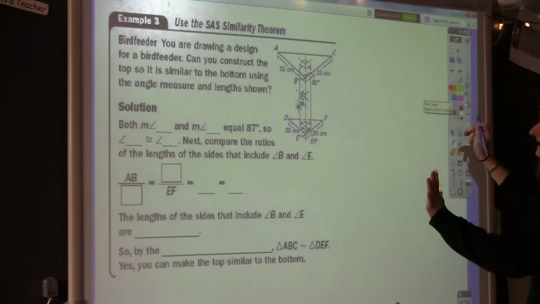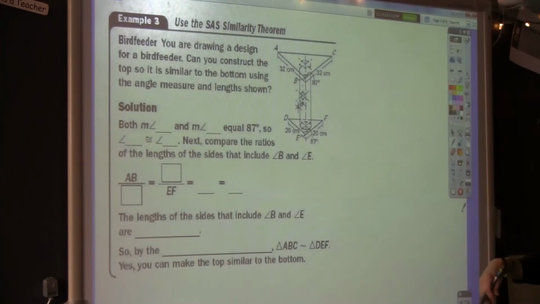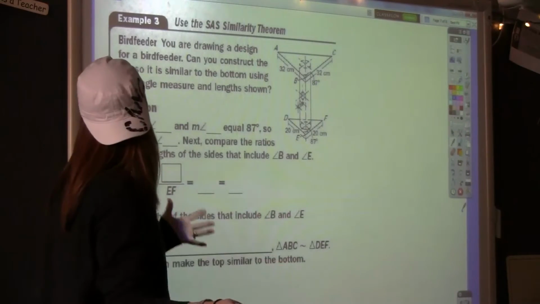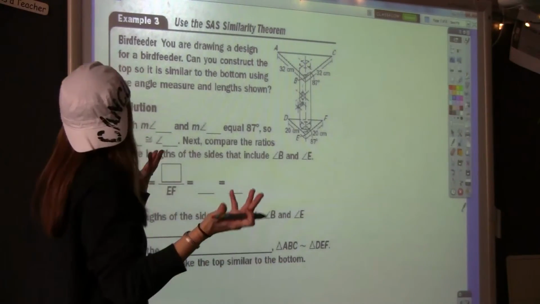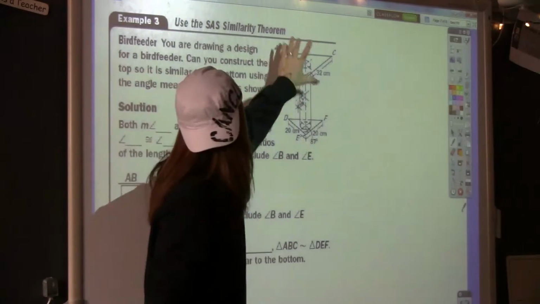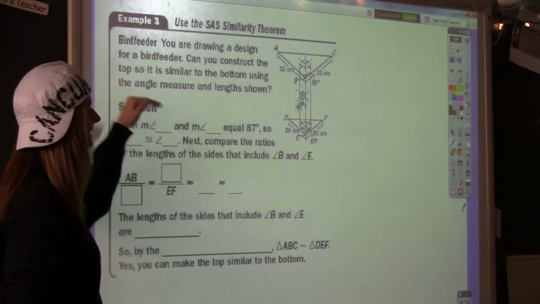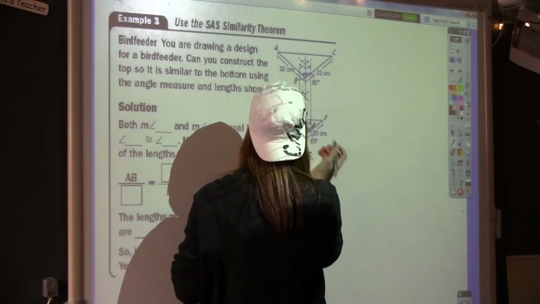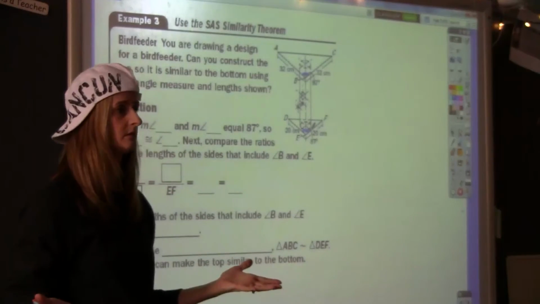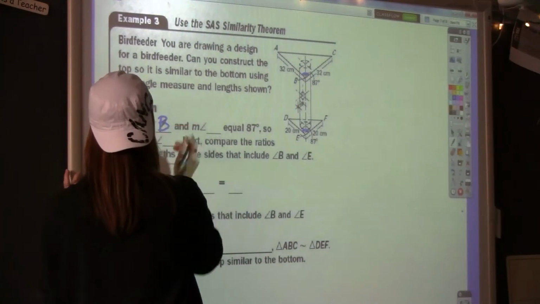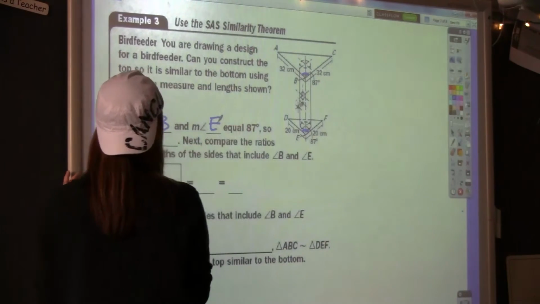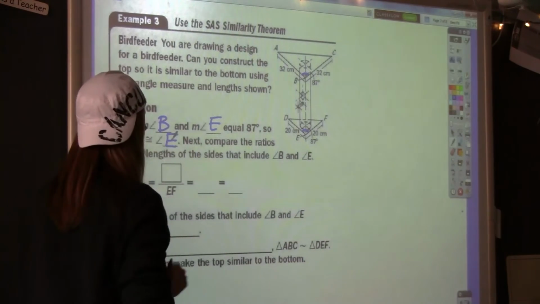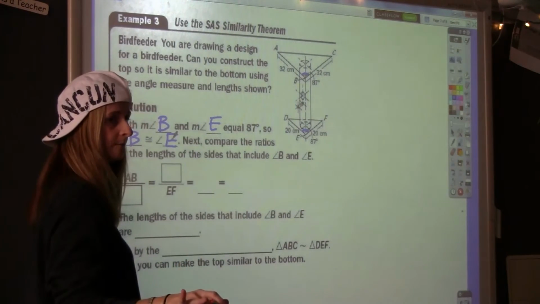This looks really complicated. It's actually not. It's not my favorite example of side angle side, but you know. You're drawing a design for a bird feeder. Can you construct the top so it is similar to the bottom using the angle measure and the length shown? Well, the first thing we are going to notice is that angle B and angle E are both 87 degrees. The measure of angle B and the measure of angle E equal 87 degrees. So those two angles are going to be congruent. Okay, so we have our angle.